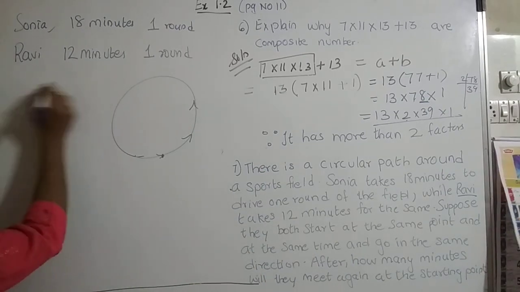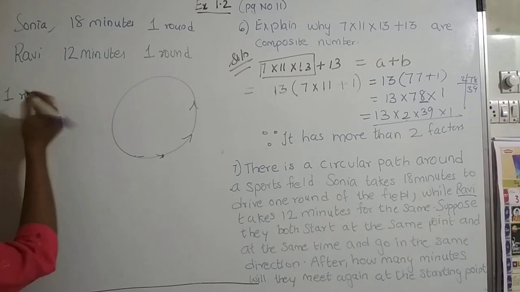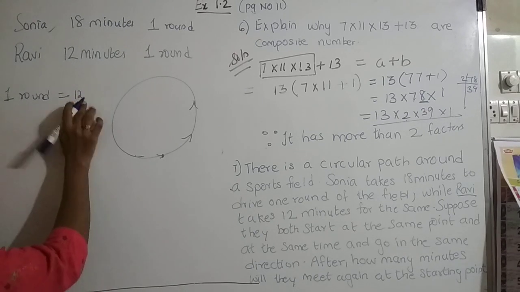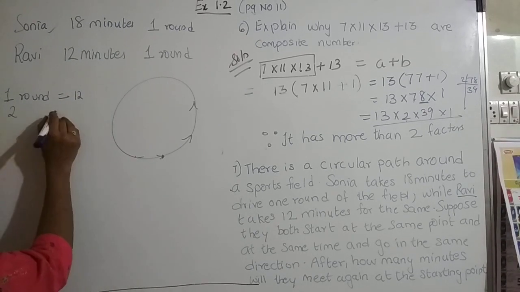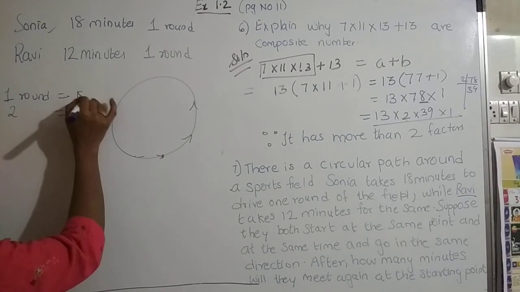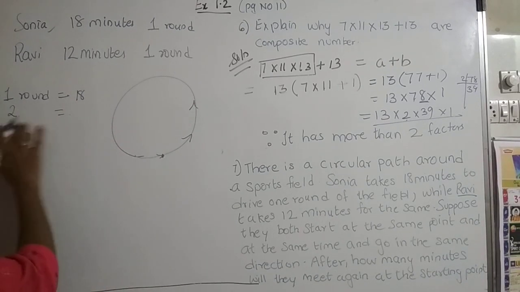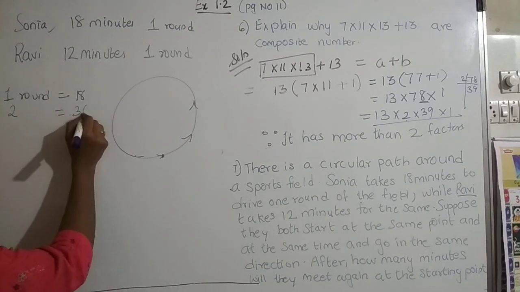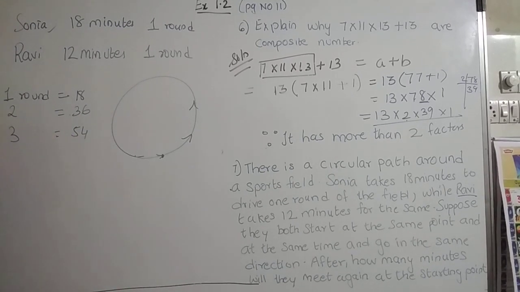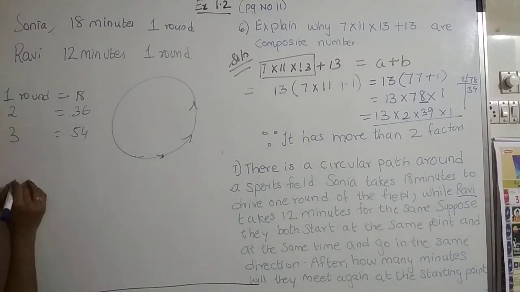So here, Sonia is taking 18 minutes for one round. Okay, I have written it wrong. 18 minutes for one round. So for the second round, 18 plus 18, she'll take 36. The third round, she'll complete in 54 minutes. Somewhere they should meet. So 54 minutes. Okay, what about Ravi?